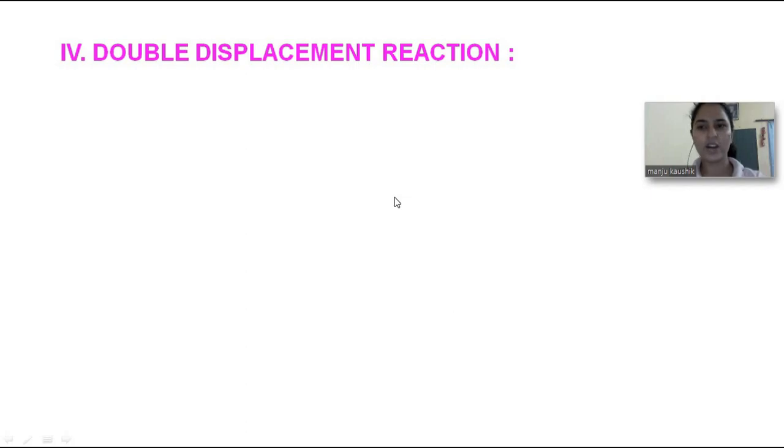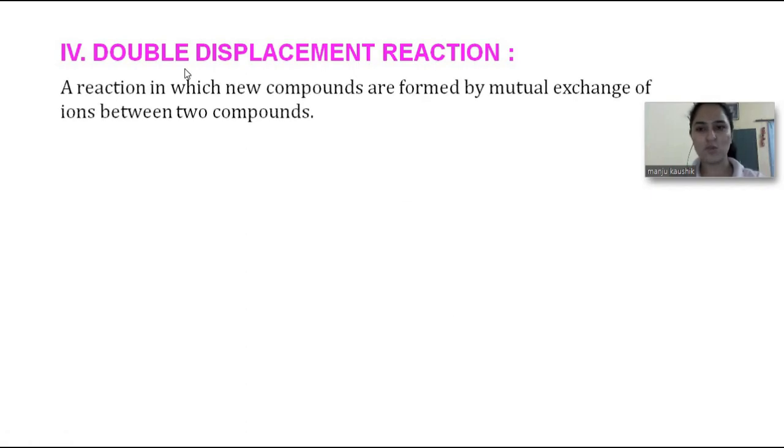So students, now our next reaction is the double displacement reaction. So what is a double displacement reaction? It is a reaction in which new compounds are formed by mutual exchange of ions between two compounds. See, in this reaction, two compounds exchange their ions. There is a mutual exchange between the two compounds.